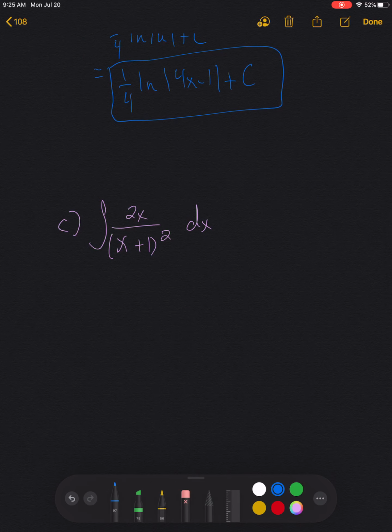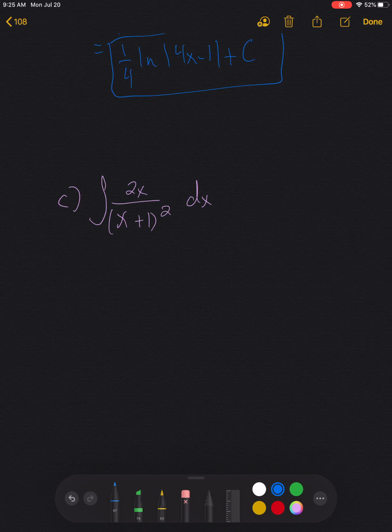Now, the approach of just setting the denominator to be u and making this work as a logarithmic integral isn't always going to be the easiest way to go about things. In this case, if I let u be x plus 1 squared, the entire denominator, the derivative of that would require a chain rule and wouldn't actually cancel out the 2x in the numerator. For this particular example, instead, let's try u just being x plus 1.